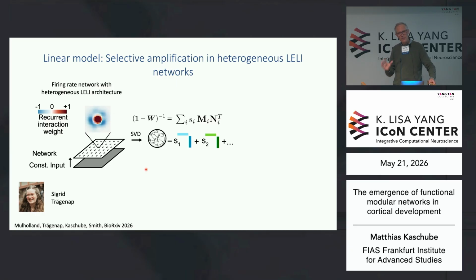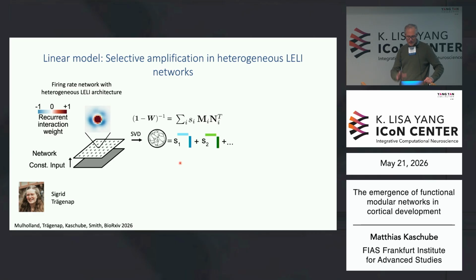And so since these are non-symmetric networks, we use singular value decomposition. Basically, singular value decomposition to decompose the effective recurrent network. And the idea is that this decomposes this connectivity into a set of input and output modes, each with a singular value.